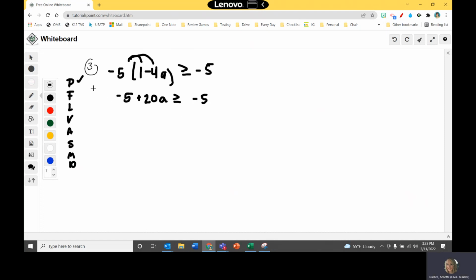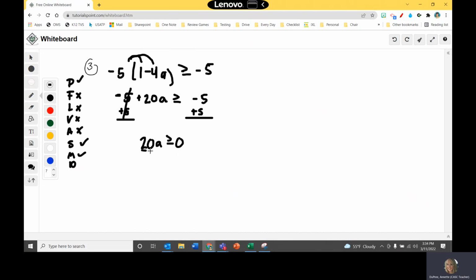All right, so I took care of my parentheses. You do not see fractions. I do not see like terms on the same side. I only see one variable. I do not see addition to undo, but I do see a subtraction. I have this -5, so I'm going to undo this by adding 5 to each side. I'm going to cancel this. I have 20a is greater than or equal to 0 because -5 plus 5 is 0.